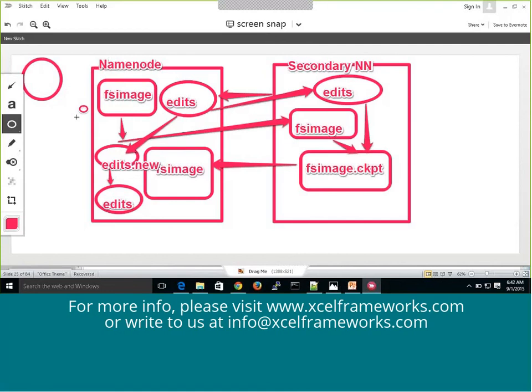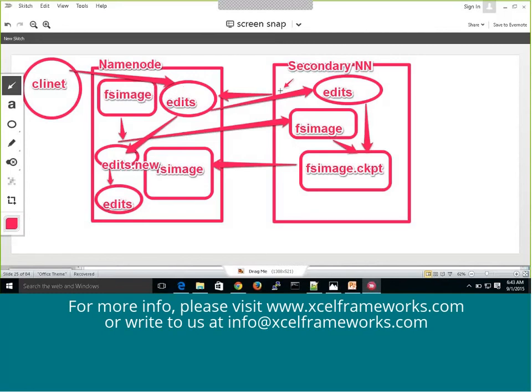All the incremental additions will need to go into one metadata location, and that metadata location is nothing but your edits file. Whatever the client is writing will all be written into the edits file. So the edits file is dynamically updating, and all incremental data will be in here. This keeps on growing in size. At some point of time this has to be merged with your fs image. Fs image is a static file.